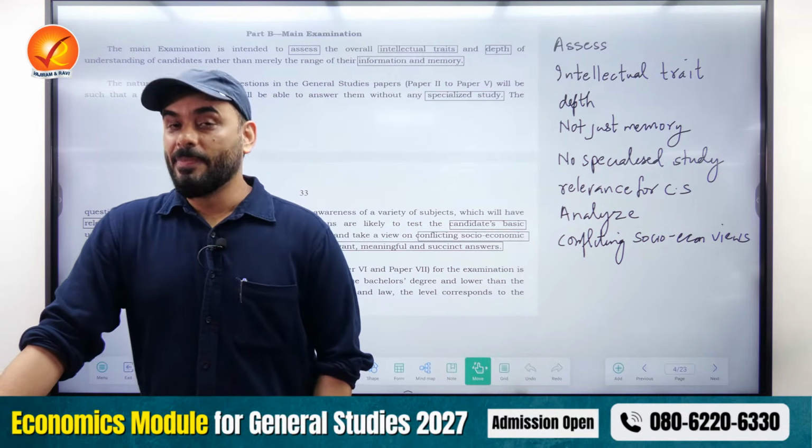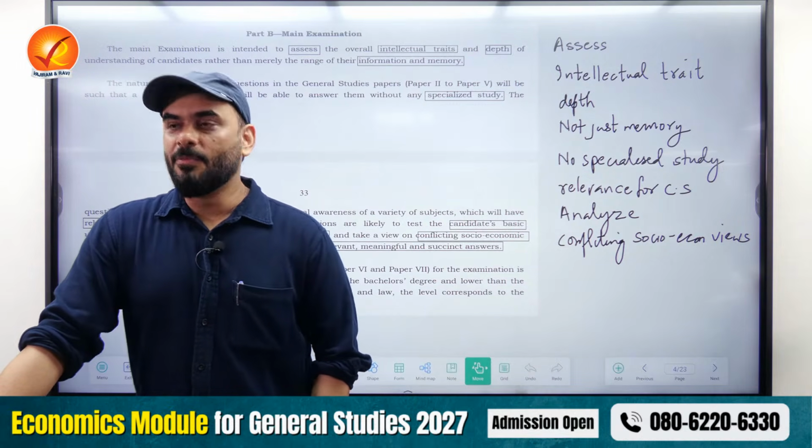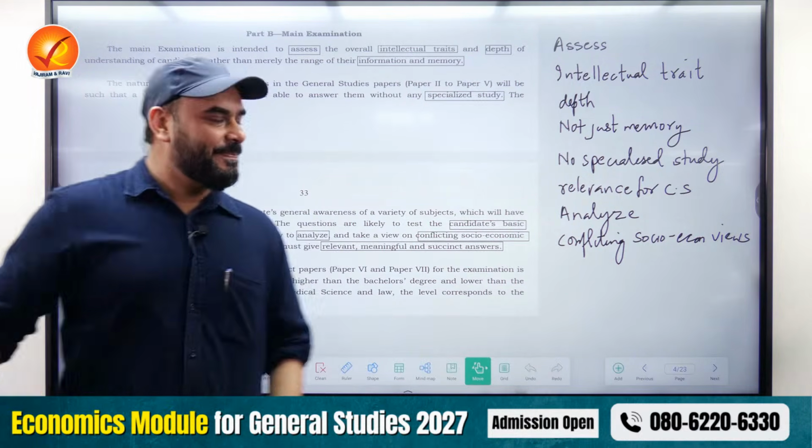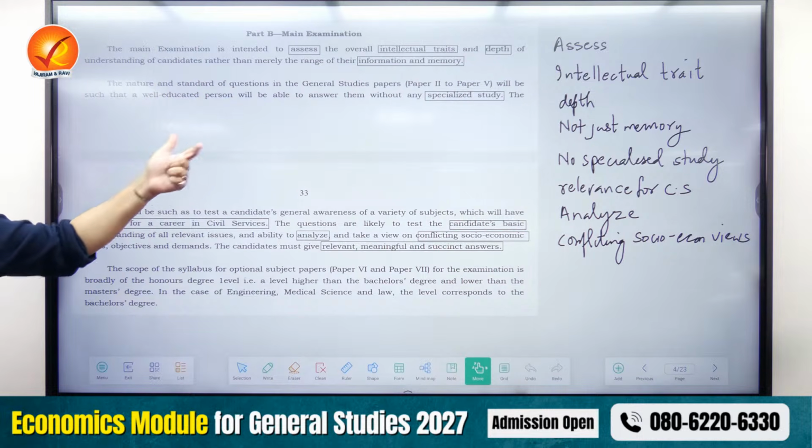Now, when it comes to mains, there are certain guidelines provided, which is slightly more precise. So let me tell you what is there in the mains part. This I usually tell in all my workshops, because this should act like your guiding principle for the preparation of mains GS paper 1, 2, 3, 4.